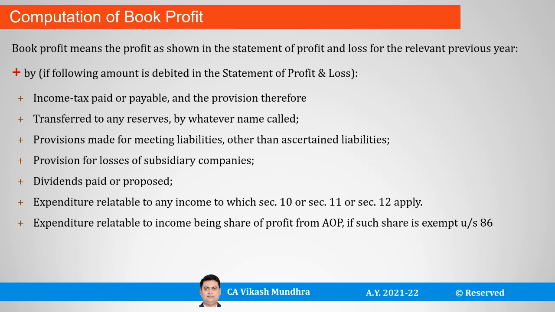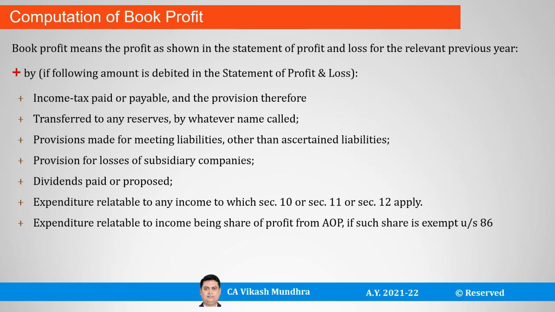Computation of book profit. We discussed that while computing tax under the MAT provision, you should start from net profit as per your PL account. That PL should be prepared as per Schedule 3 of the Companies Act. And you are supposed to adjust a few items which are given in Explanation 1 to Section 115JB. This is the list of the items you are supposed to adjust.